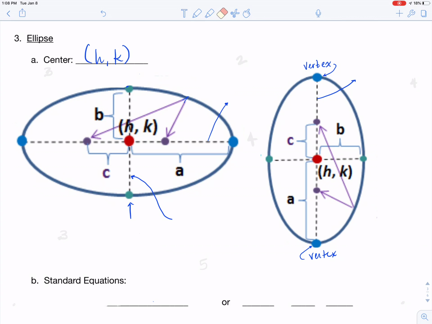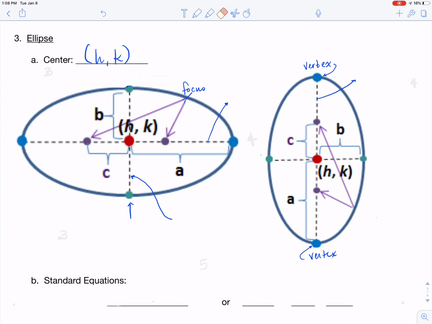The second thing that I would like for you to pay attention to is going to be the focus points. In this case, the focus points are going to be purple on these two pictures. There are two focus points. Two focus points could also be called two foci. So that's another way to say the same word in the plural version.